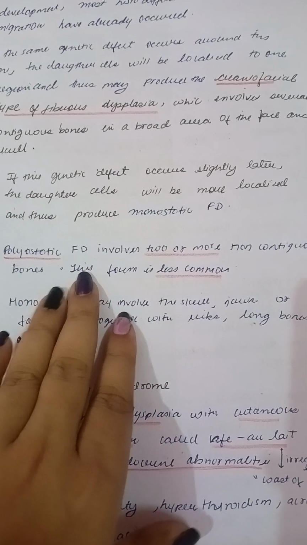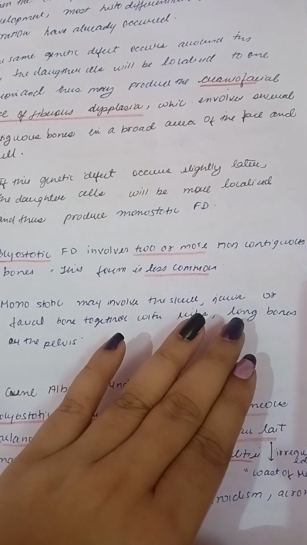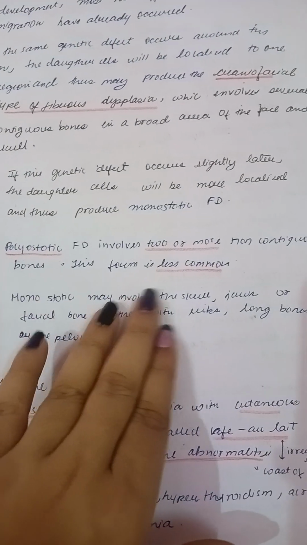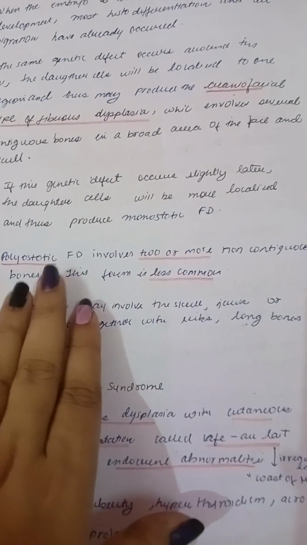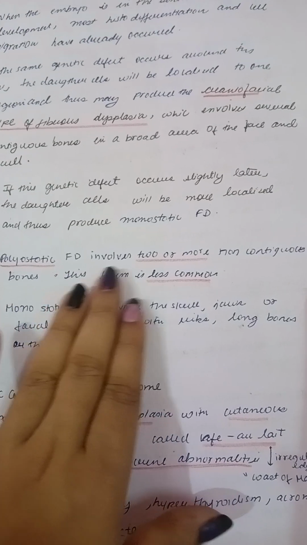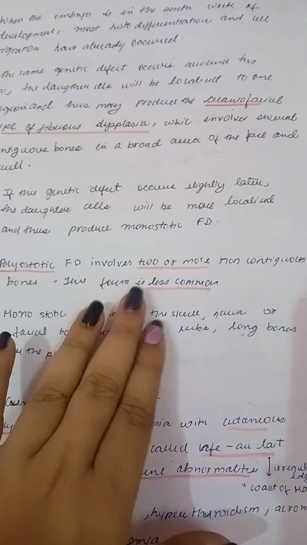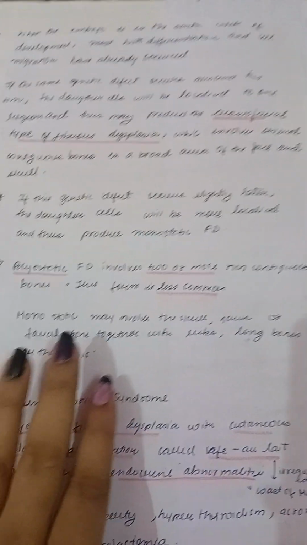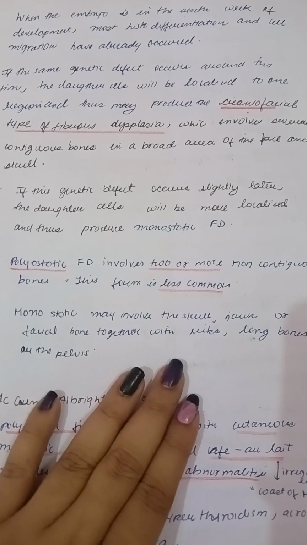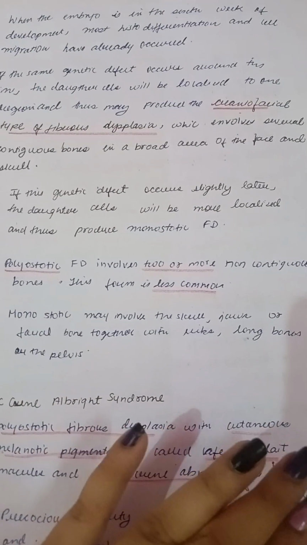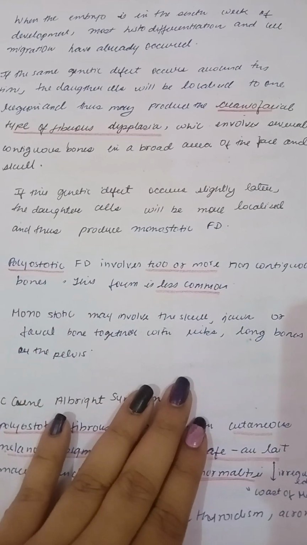Polyostotic fibrous dysplasia involves 2 or more non-contiguous bones. Okay, polyostotic fibrous dysplasia will involve 2 or more non-contiguous bones. Monostotic may involve the skull, jaws or facial bone together with ribs, long bones or the pelvis.